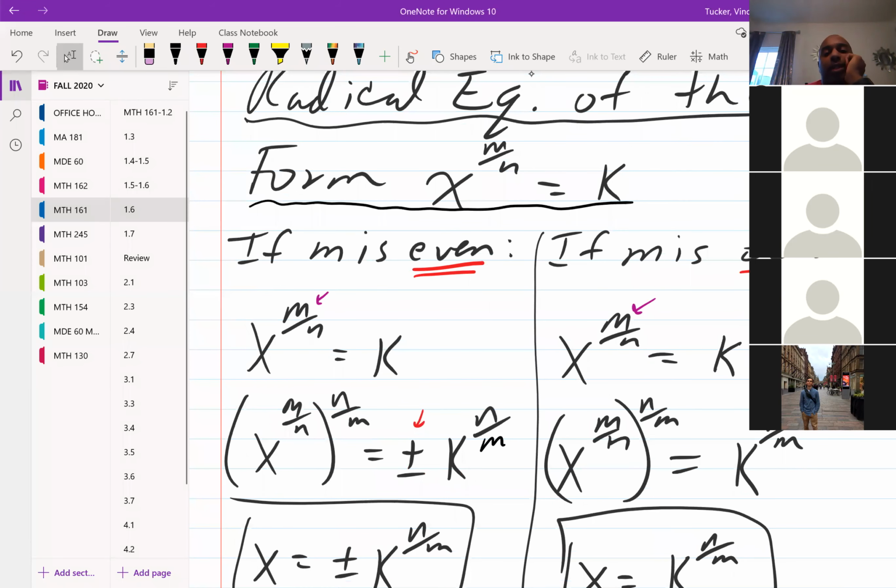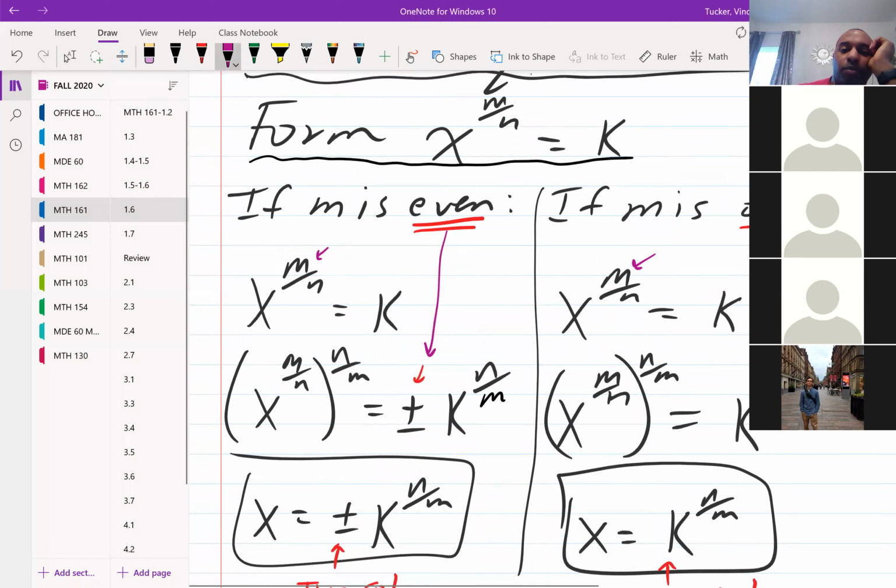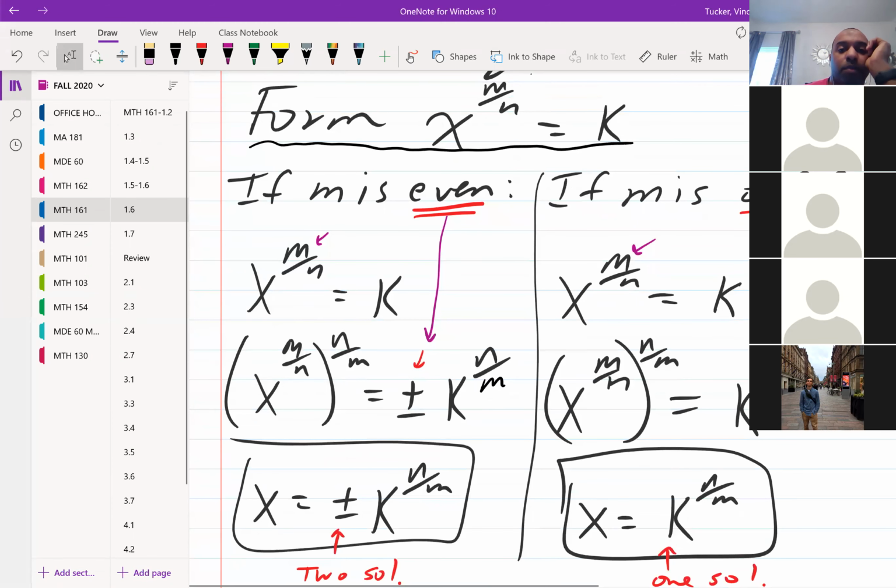So if m is even, we're talking about the top number of your exponent. So we have an exponent that's in a fractional form. So if the top number of your fraction is even, first thing you do, notice that we're going to raise both sides to the reciprocal of that fraction. But because it's even, we have this plus or minus that's involved, which will give us two solutions.